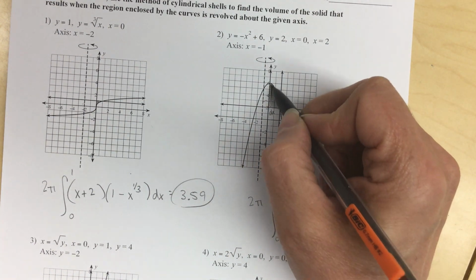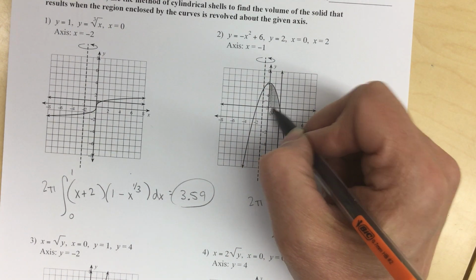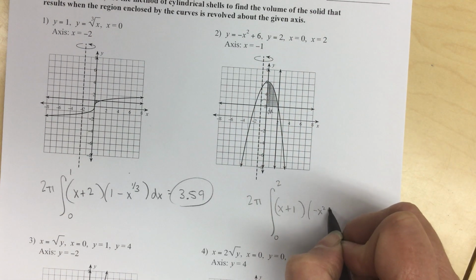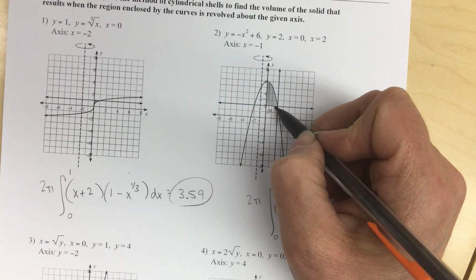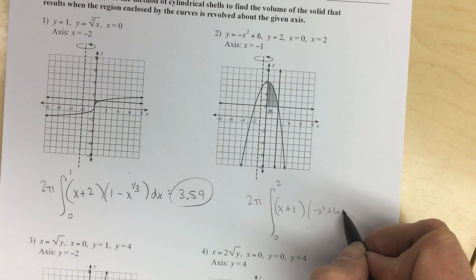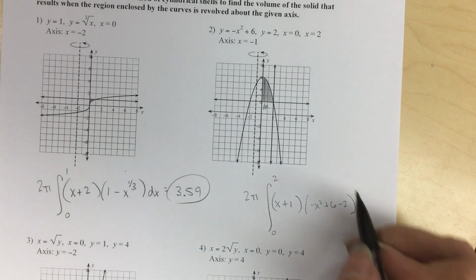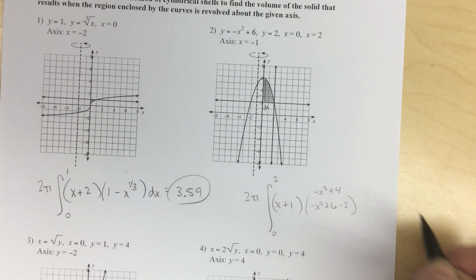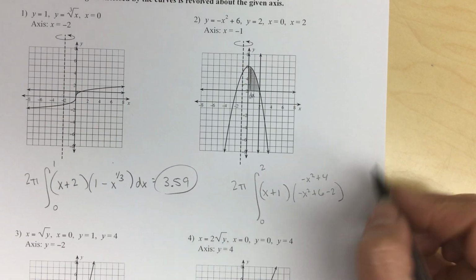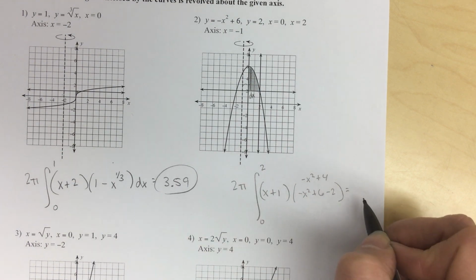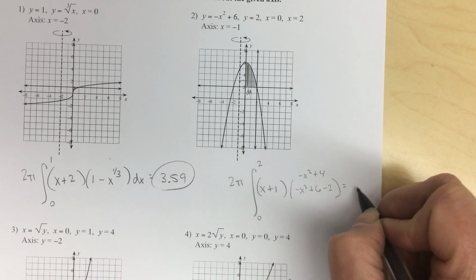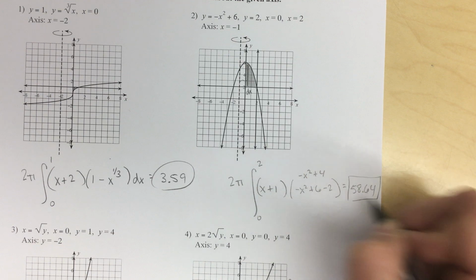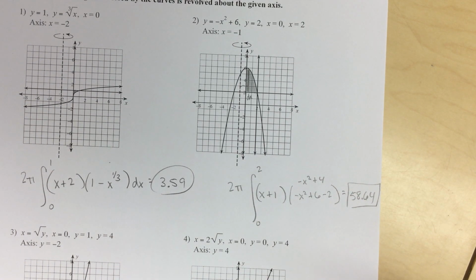And then the height of our sliver is going to be top minus bottom. The top is -x squared plus 6. The bottom is the line y equals 2, so -2. So again, if I was going to type that in, I would do -x squared plus 4, or even 4 minus x squared. And so if you put all of that in, you will get a decimal of 58.64. If you integrate it by hand, you get 56 pi over 3.